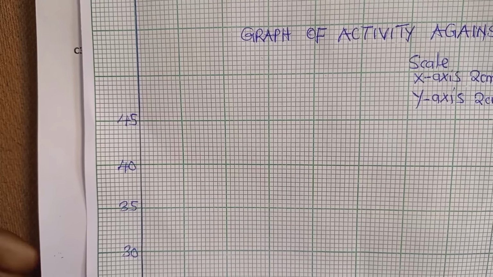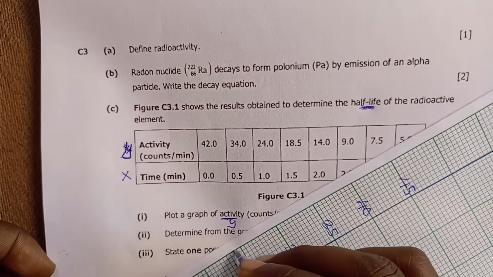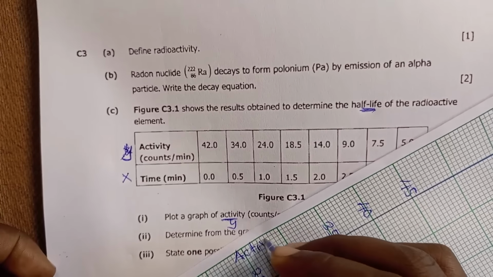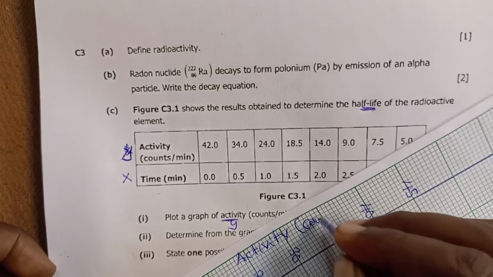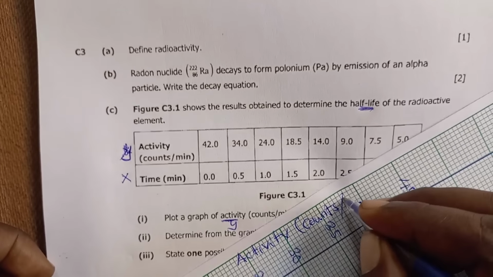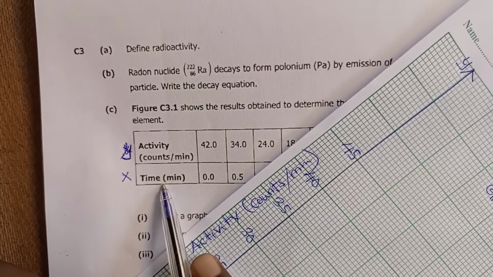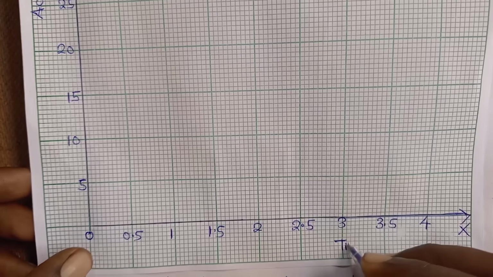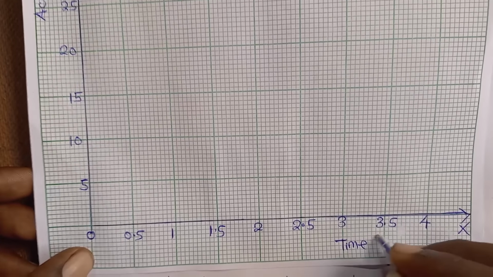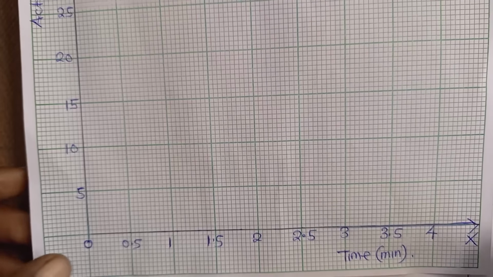We've done that. What are we having on the y-axis? Activity. So I'm going to say activity, which is counts per minute. Time on the x-axis is just in minutes. So I'm going to say time is in minutes. This is what you are supposed to do.